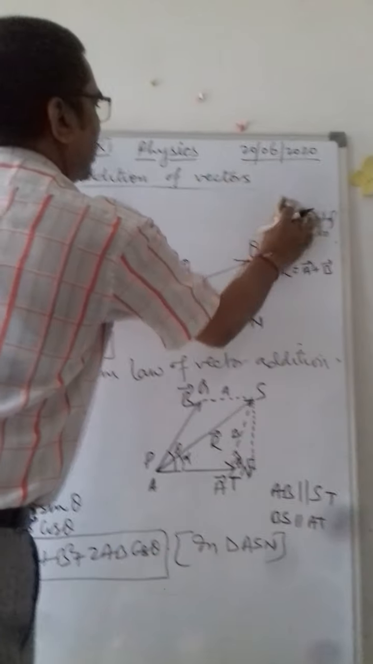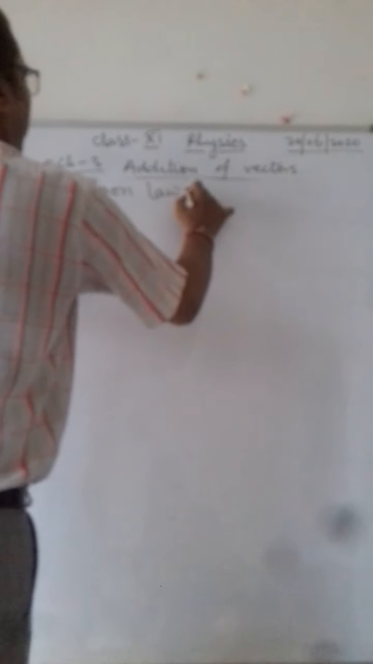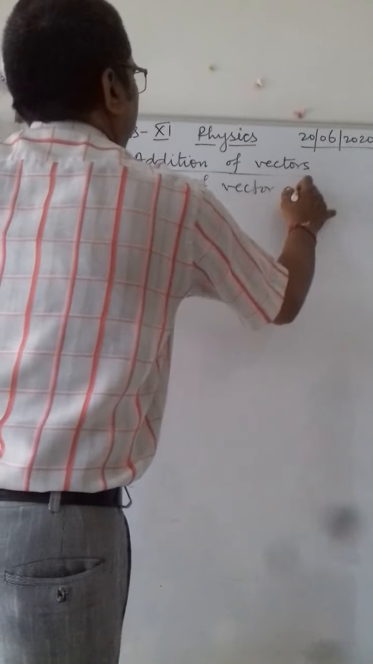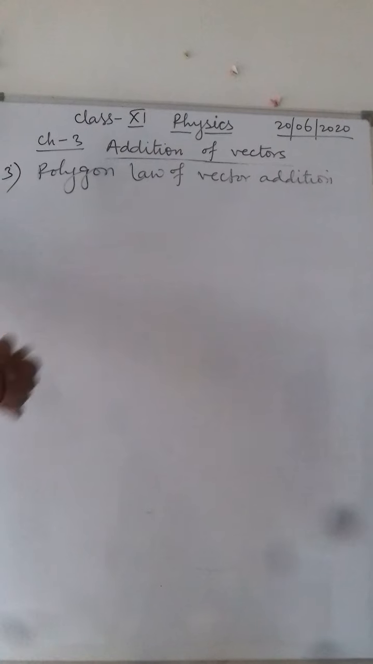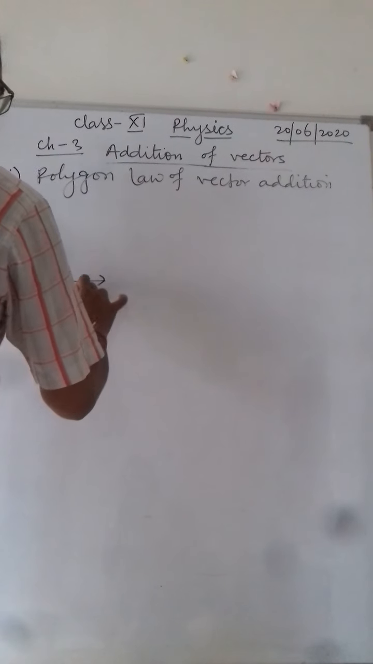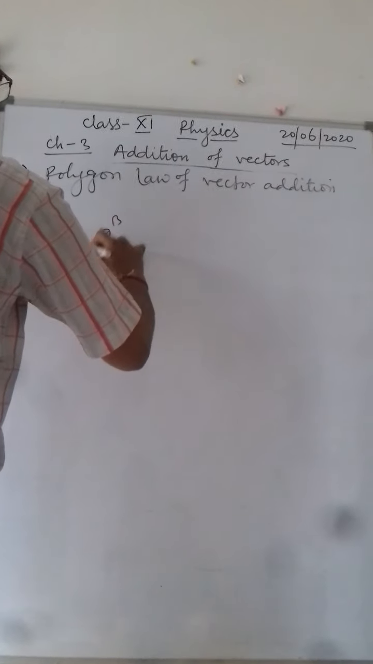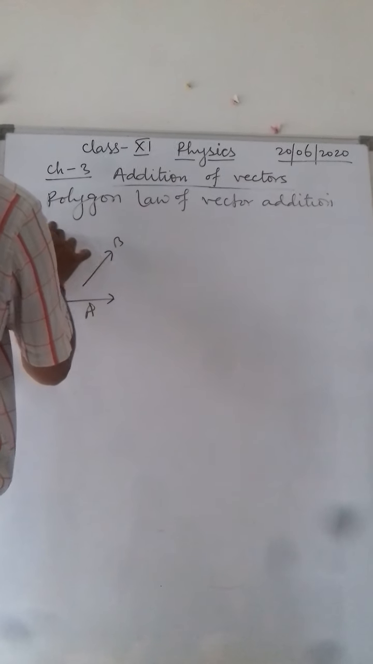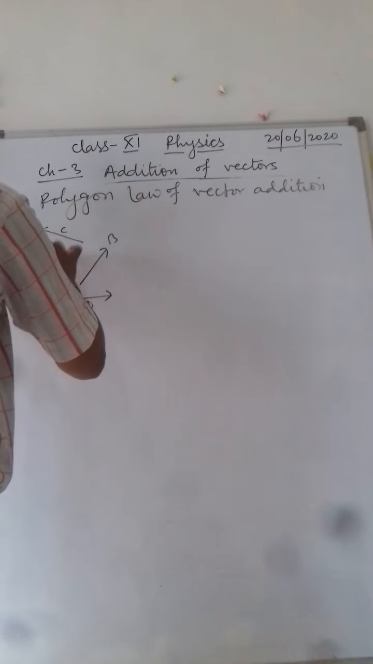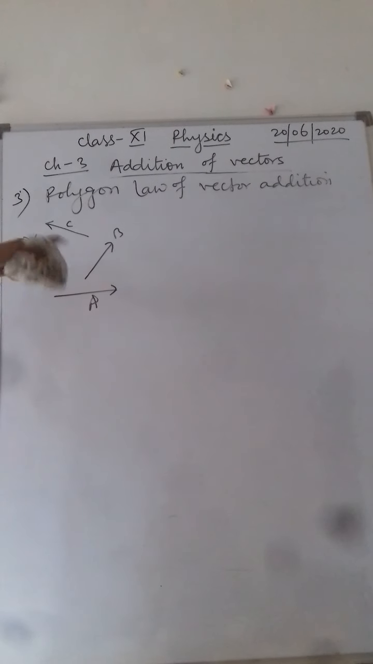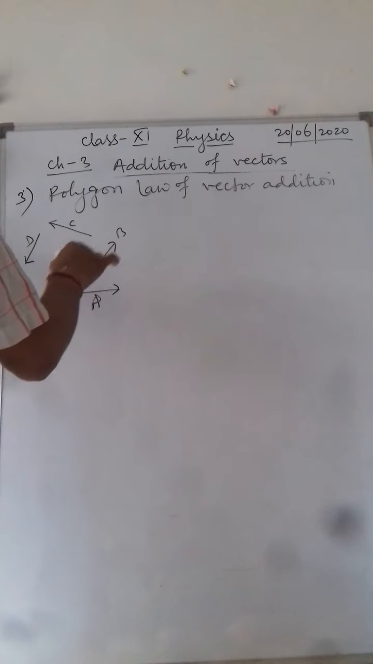The polygon law of vector addition. Suppose we have four vectors: vector A, vector B, vector C and vector D. Here we have four vectors and we have to find out the addition of these four vectors by the polygon law of vector addition.